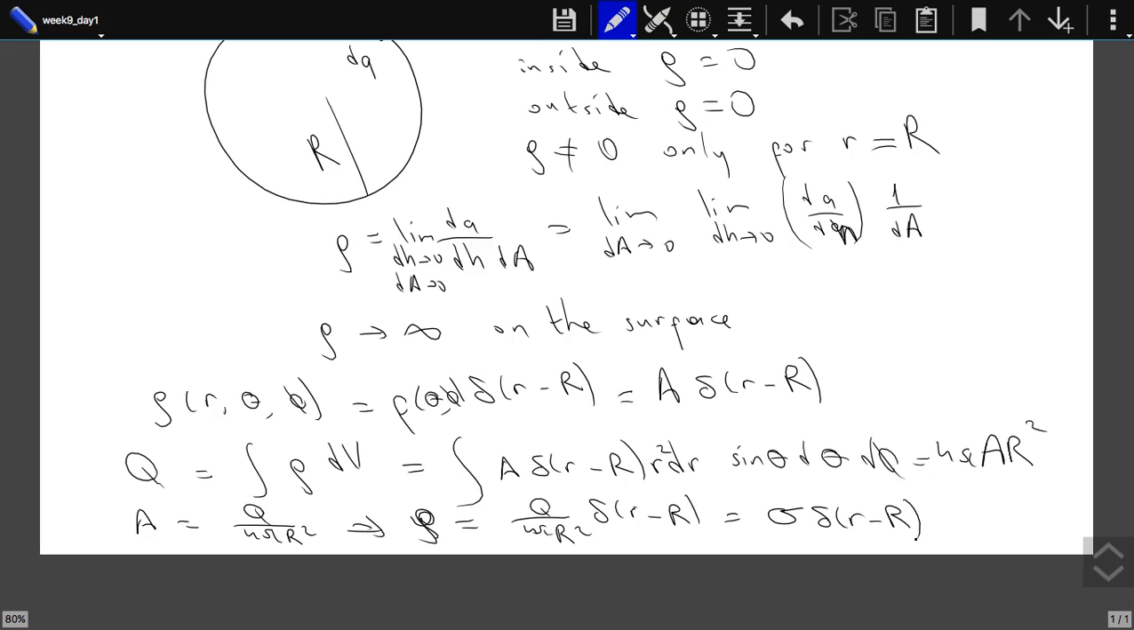We will not. It stays there. But the Dirac delta is this weird function, but it will disappear. I mean, when we take integrals, the integrals of Dirac delta will be well-behaved functions. So it just stays there. The charge density is a Dirac delta function.